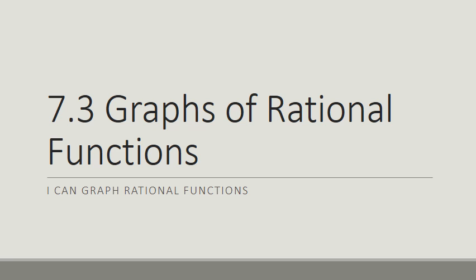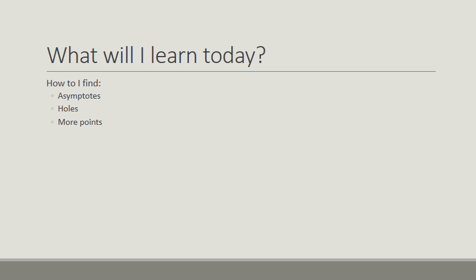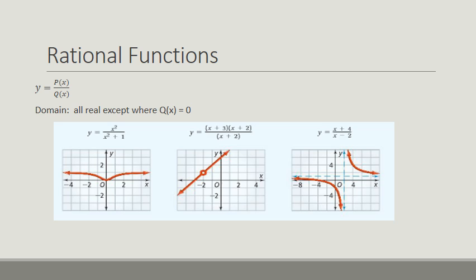All right, so today we're going to look at more complex rational functions and how to graph them. And to graph them, we have to find asymptotes, we have to find holes, and we have to find more points. And I'm going to use the graphing calculator also as a tool to find a lot of that. So a rational function is basically just a function that's got polynomials involved on the numerator and the bottom and the top. And the domain is going to be all real numbers except where the denominator is equal to 0.